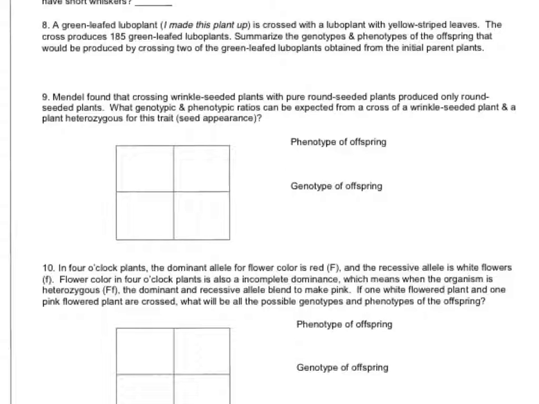So this one gets a little confusing because you're going to have to deduce some stuff. So right away we figure out that if you're crossing a green plant with a yellow plant in the initial cross, and it produces 185 green and not one yellow in the offspring, then you can start to figure out that green must be dominant. So right away we can go ahead and make our key.